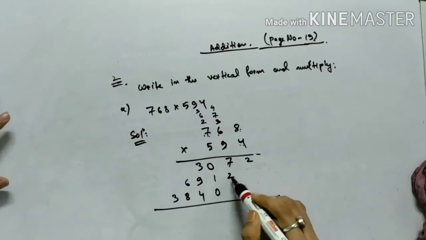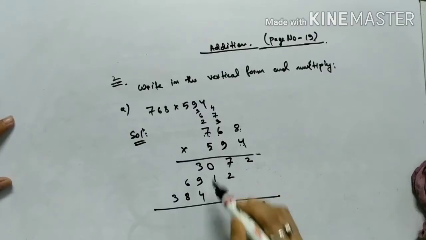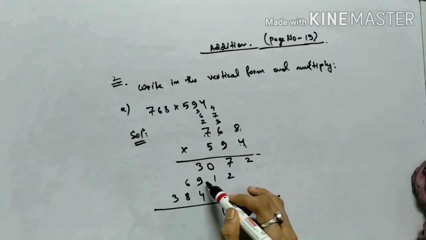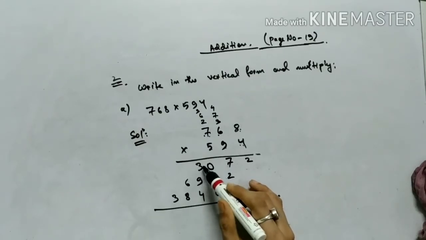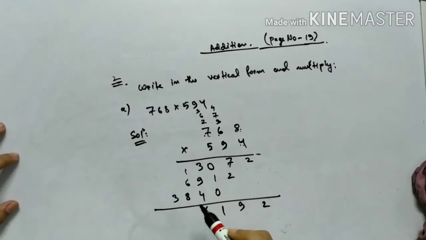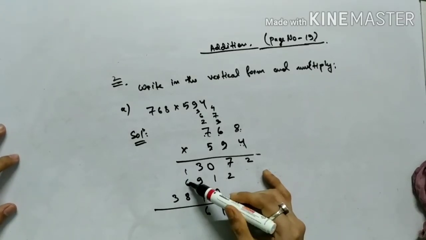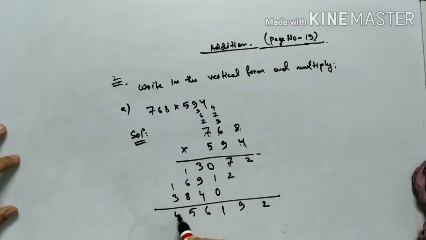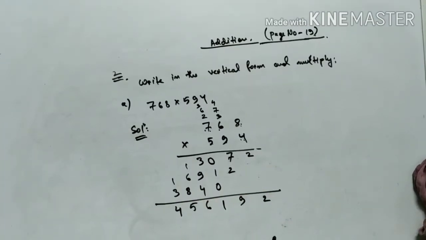So this is 2, 7 plus 2 is 9. This is 1. 9 plus 3 12, 12 plus 4 16. Next it will be 8 plus 6 14 plus 1 15, and next 4 I will write here. So this is the answer. Understand? Let me check the back answer.